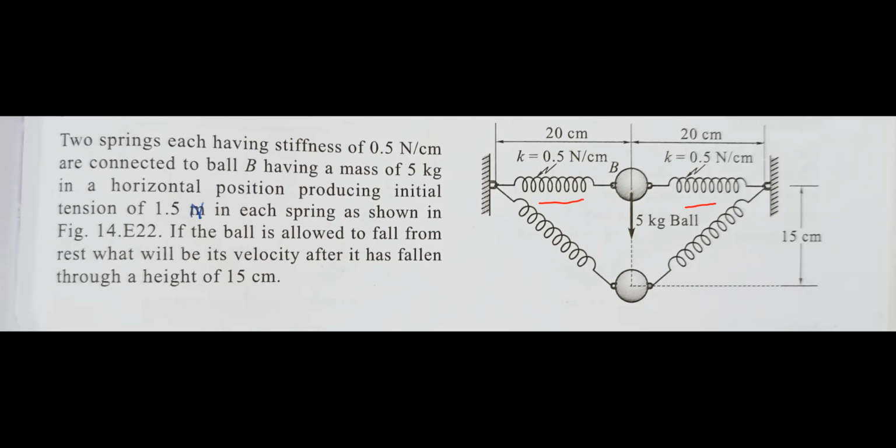Now the next thing is that we are pulling this object in a downward direction. Obviously, in that case, these two springs will be stretched, and the ball comes to a location 15 centimeter below this horizontal level. You need to find what the velocity will be after it has fallen through a height of 15 centimeter. If we release this object from this point B, what is its velocity at this height of 15 centimeters? So in this question we need to calculate this part. Now let's see how we can solve this question.